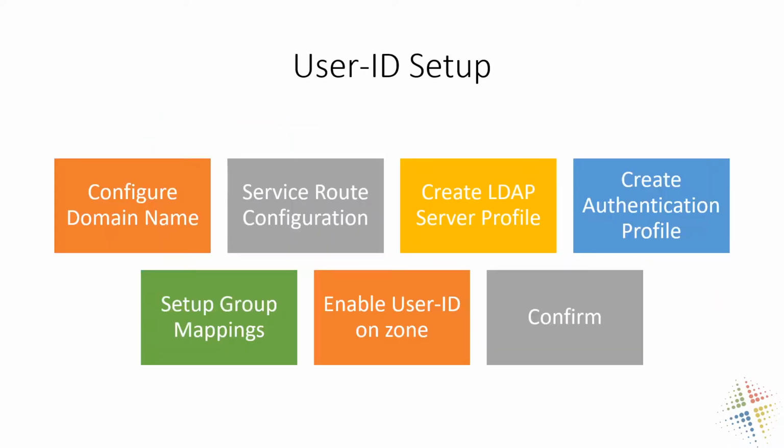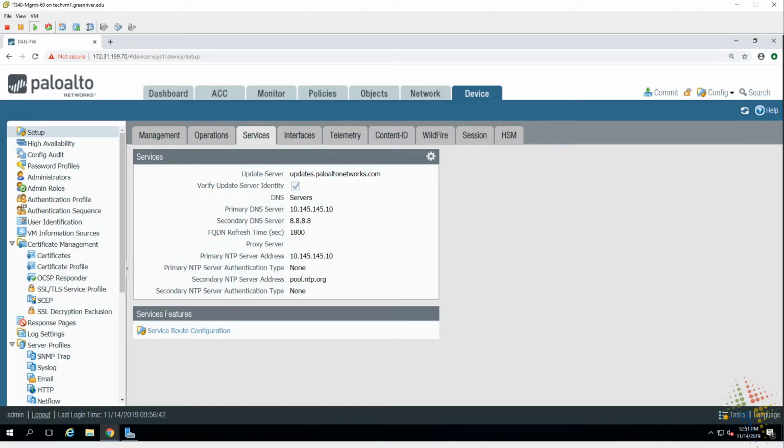Now let's go back to our slides here. The steps we have here start off like we just did, configuring the domain name so that it matches our Active Directory domain name. We just configured service route configuration. Next step is to create an LDAP server profile. Active Directory utilizes a protocol called LDAP, Lightweight Directory Access Protocol, and so we need to configure that on our firewall in order to work in our environment. So we are close there already.